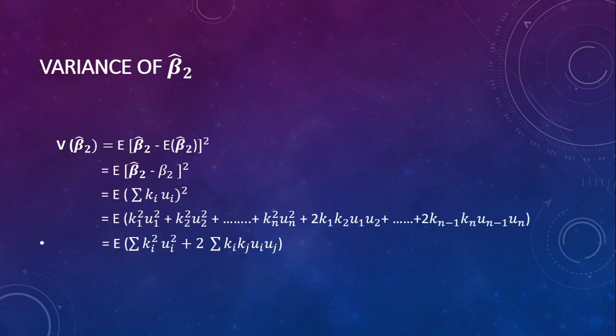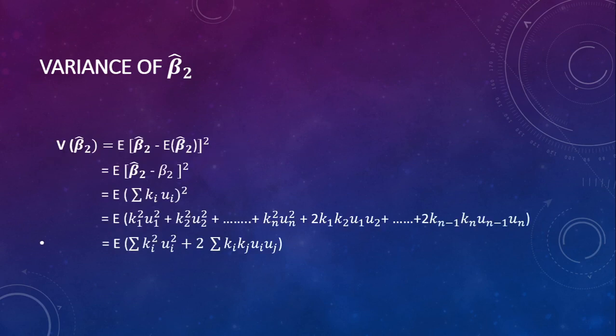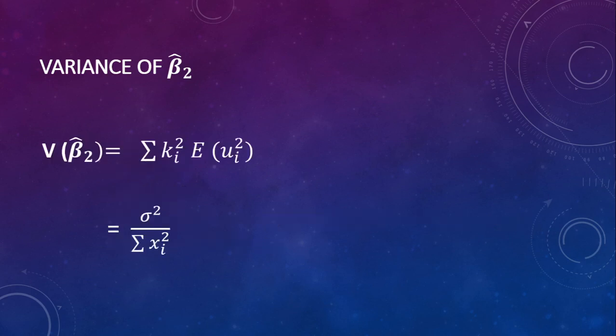So here when we take the expectations, we can see that expectation of ui uj is equal to 0. That is one of the assumptions of the classical linear regression model. So those terms become 0. So variance of beta 2 hat is equal to sigma ki square into expectation of ui square.